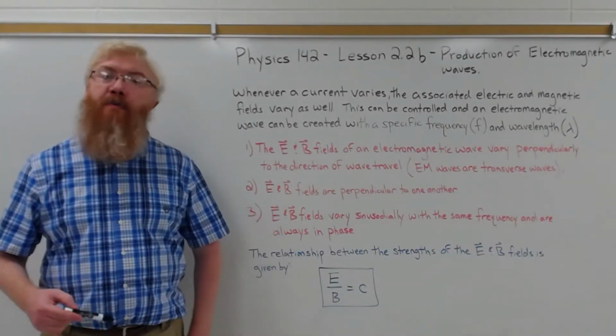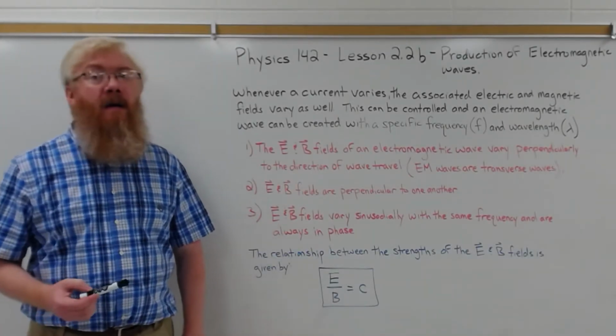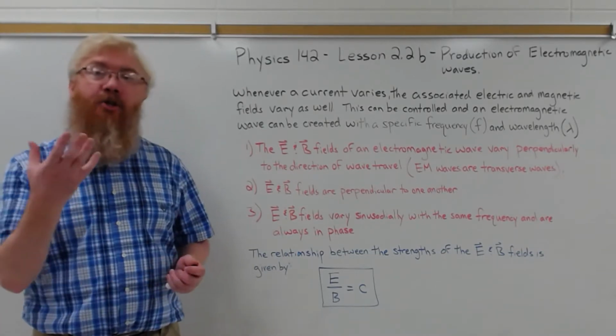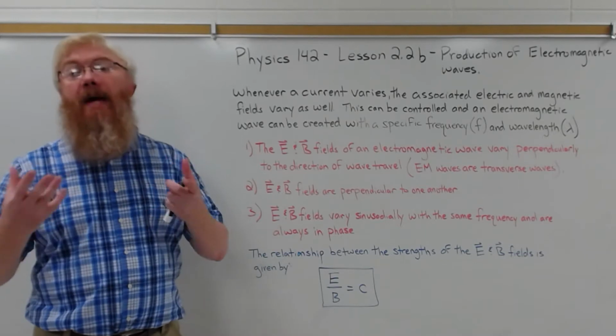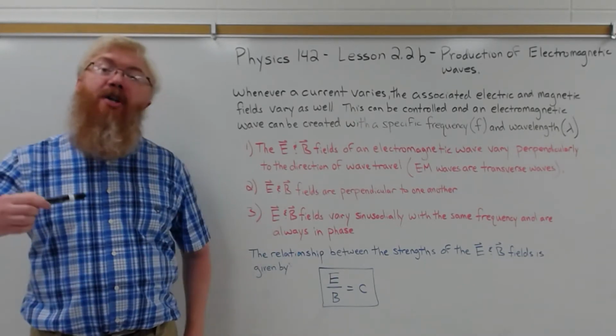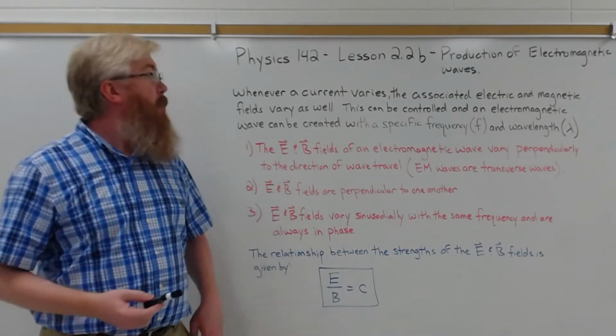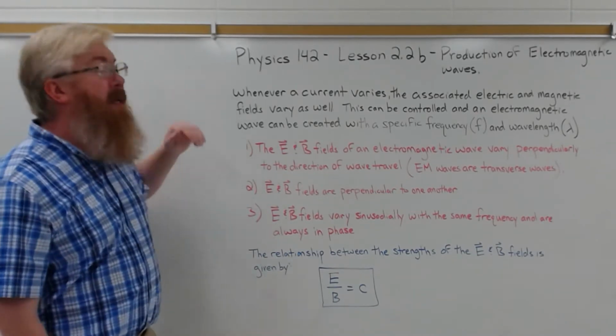So how did Hertz produce electromagnetic waves? Well, basically the production of electromagnetic waves is due to the fact that charges create electric fields around them, and changing charges, right, current, generates magnetic fields. So what you can do is oscillate a current.